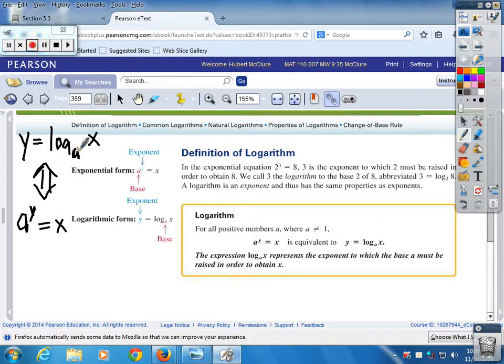You're going to have to memorize this property along with your properties of logarithms. There's about 4 of them that are important. This is the first one. You've got about 3 or 4 more that you have to memorize.